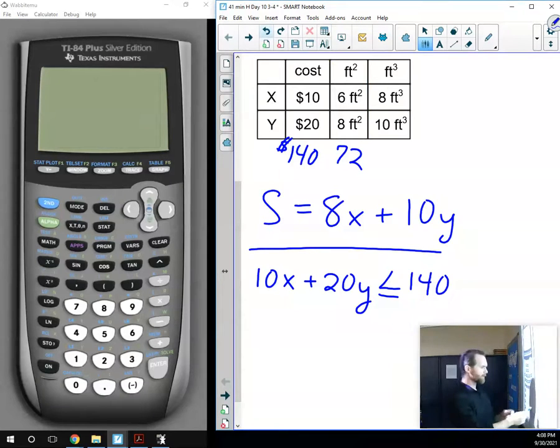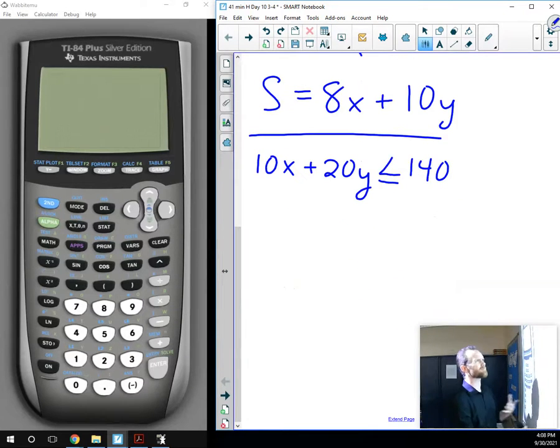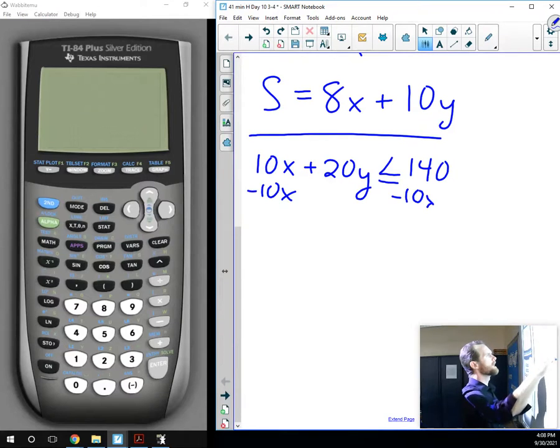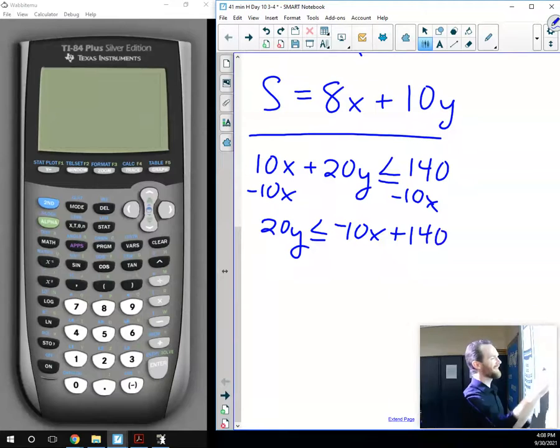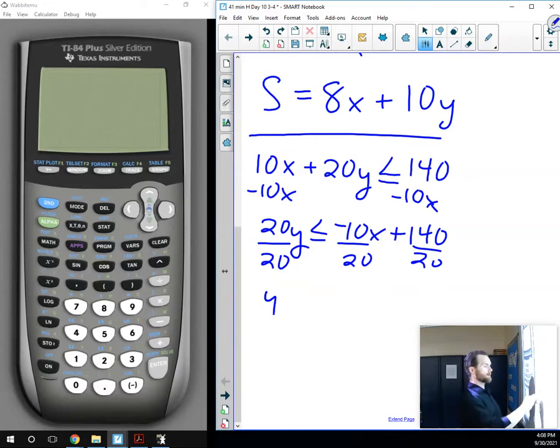Let's solve for Y and put it into our graphing calculator just to make this process a little quicker. So we're going to subtract 10x, just getting Y by itself. We end up with 20Y is less than or equal to negative 10x plus 140. And then we divide everything by 20, distribute the division to the other side, and we get Y is less than or equal to negative 1/2 x plus 7.